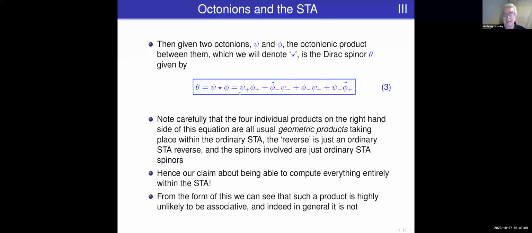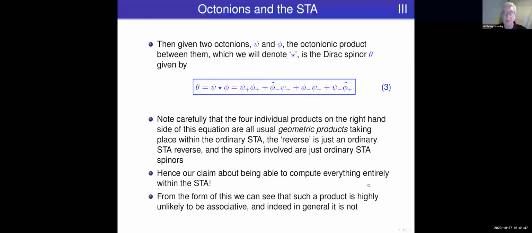I went through that calling out each bit because I want you to see the detail on this right-hand side. I want you to see that actually every operation here is an STA operation. This product between these parts is an STA operation. The reverse is an STA operation. And the same applies to all of them. Hence our claim about being able to compute everything entirely within the STA. These are all STA products, reversions, and elements. Now, from the form of this, you can see such a product is highly unlikely to be associative, and of course, in general, it is not.